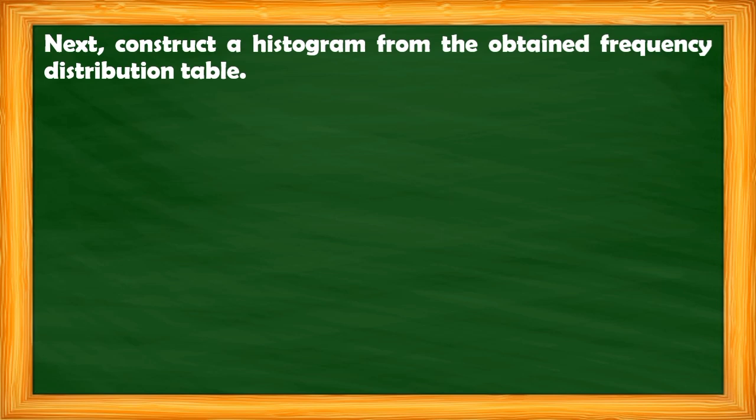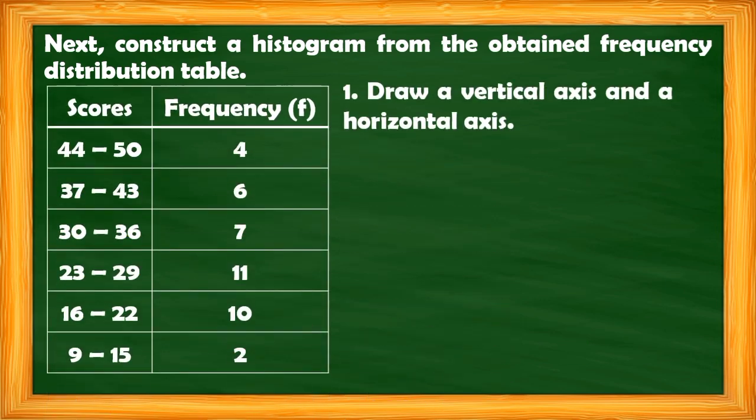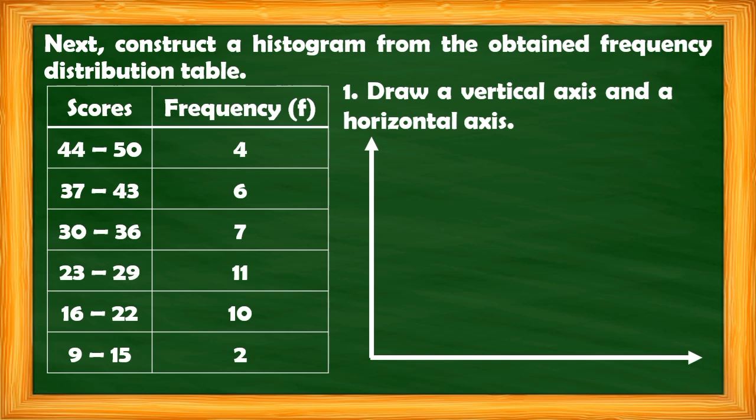So, dun sa nakuha nating frequency distribution table, ito yon. So, yung first step natin sa pag-construct ng histogram is draw a vertical axis and a horizontal axis. So, ito po yung ating vertical axis. Itong patayo. So, yan yung y or y-axis. And then, yung horizontal axis naman is yung x. So, yan na po yung first step natin.